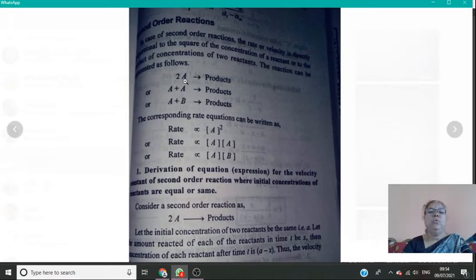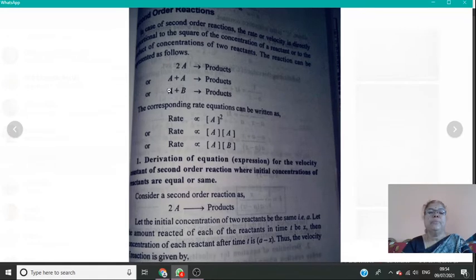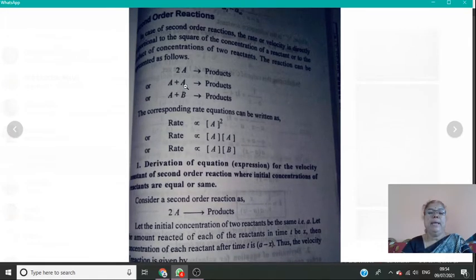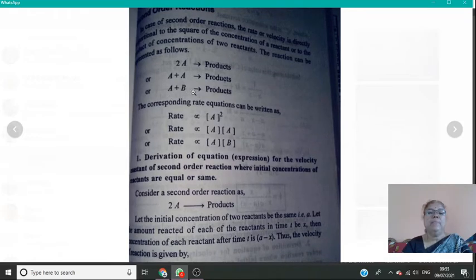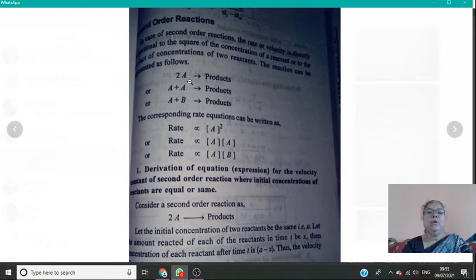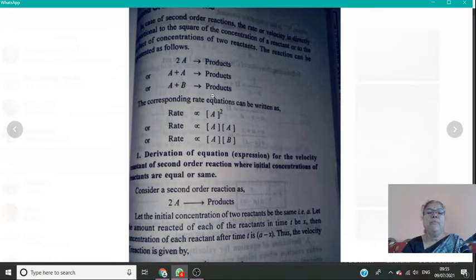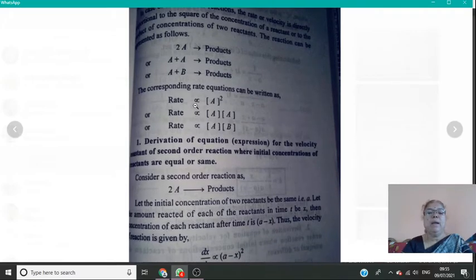The reaction can be represented as follows. If we have two same reactants, then we can write the second order reaction as 2A gives product, or A plus A gives product, or A plus B. Here the two reactants are different. A plus B gives product. We can represent the second order reaction in these ways. Then we can write the corresponding rate equations.